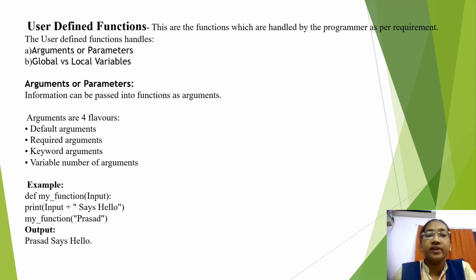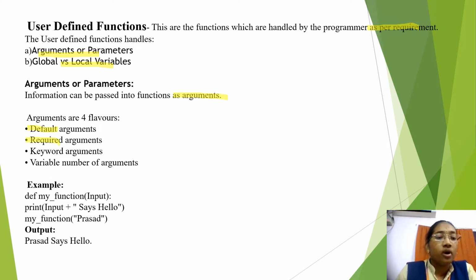Next, user-defined functions. These are functions which are written by the programmer as per the requirements. The user-defined function handles arguments or parameters and global versus local variables. Next, arguments and parameters. Information can be passed into the function as an argument. Arguments come in four flavors: default argument, required argument, keyword argument, and variable number of arguments.